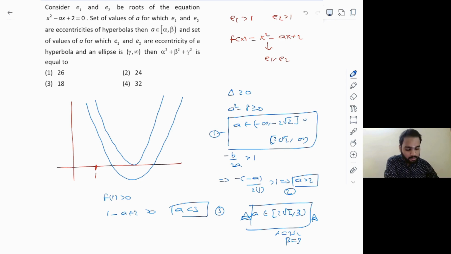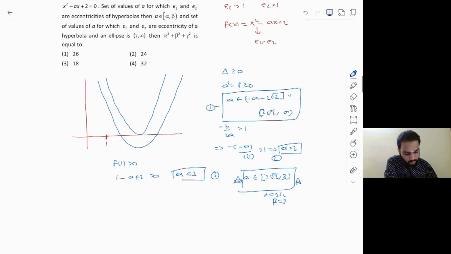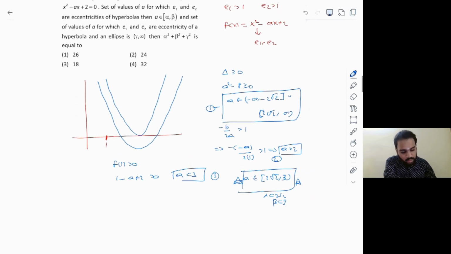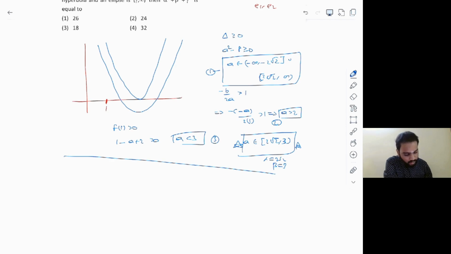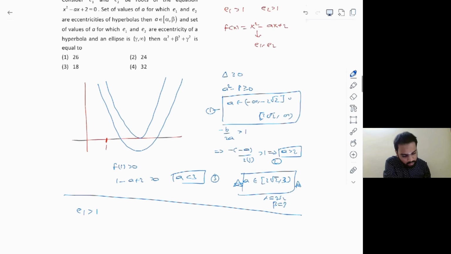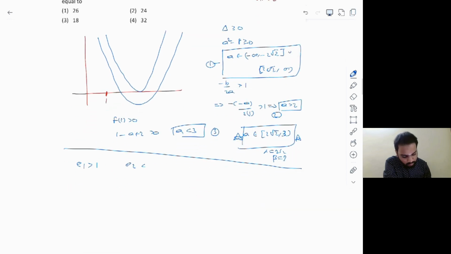It is involving multiple concepts. Now, the set of values of a for which e1 and e2 are the eccentricities of a hyperbola and an ellipse is gamma comma infinity. So there is a part 2 for this question. Here e1 is for the hyperbola, so it should be greater than 1, whereas e2 is for the ellipse, which means e2 should be less than 1. And again, the polynomial is not changing here, so it's x squared minus ax plus 2. Now e1, e2 are the roots of this polynomial.